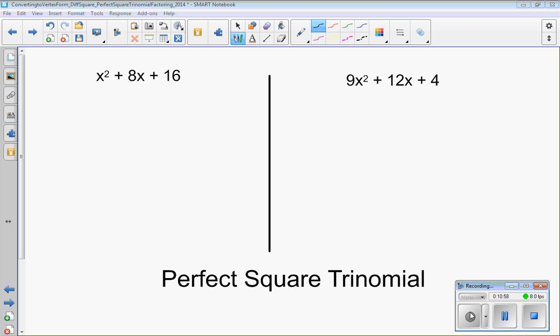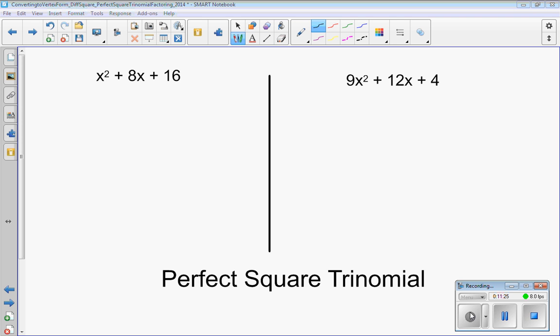Is it a difference of perfect squares? How can I rule that one out? It's got a trinomial. Good. We can rule that one out. So it's definitely a trinomial. I've got a lot of choices with trinomial: a equal to 1, a equal to -1, a greater than 1. Which one is this? What is the a on the left-hand side? It's 1. It's your leading coefficient, the number in front of the x squared.